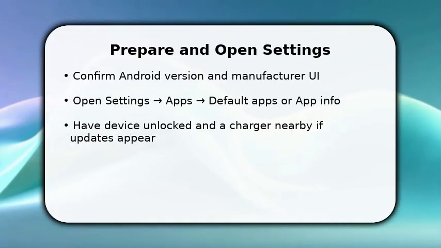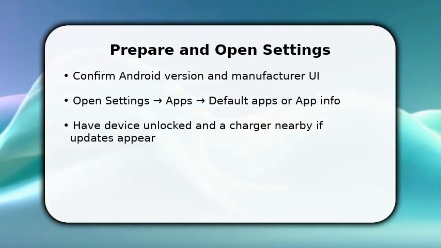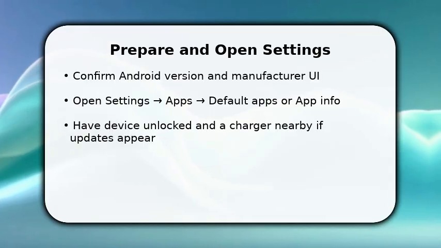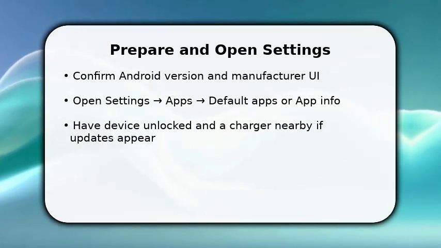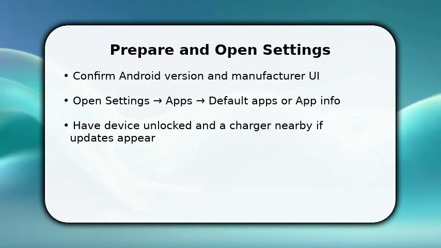You start by checking your Android version and the phone maker because steps differ slightly. This matters for locating search settings. Once done, open Settings, tap Apps, then Default Apps or App Info depending on your build. Make sure to scroll to the app list so you can access the search provider or launcher entry quickly.